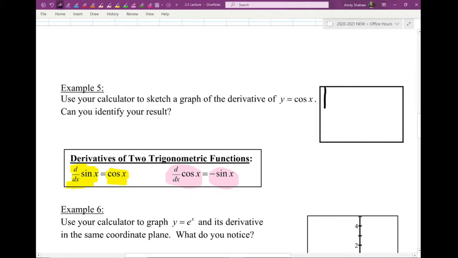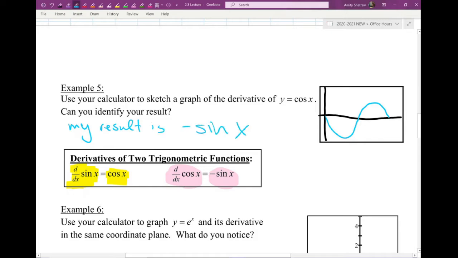And honestly, I like to sketch just the positive part of it, because I know that sine usually starts like this, and I'm not going to do that, right? Instead, I'm going to go like this. So my result is negative sine of x. All right? Yay! So now we know those two derivatives. We're totally intending to use them during this section of the book.